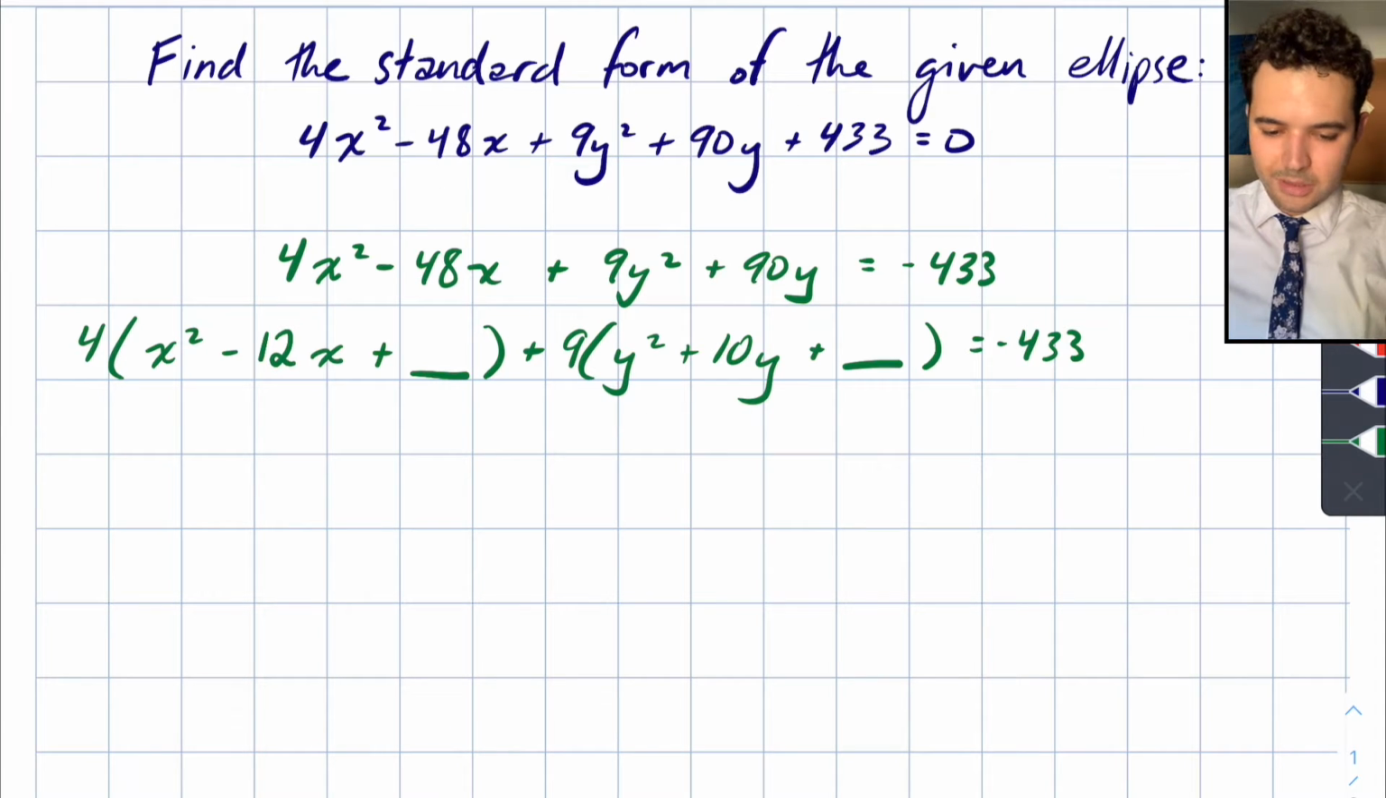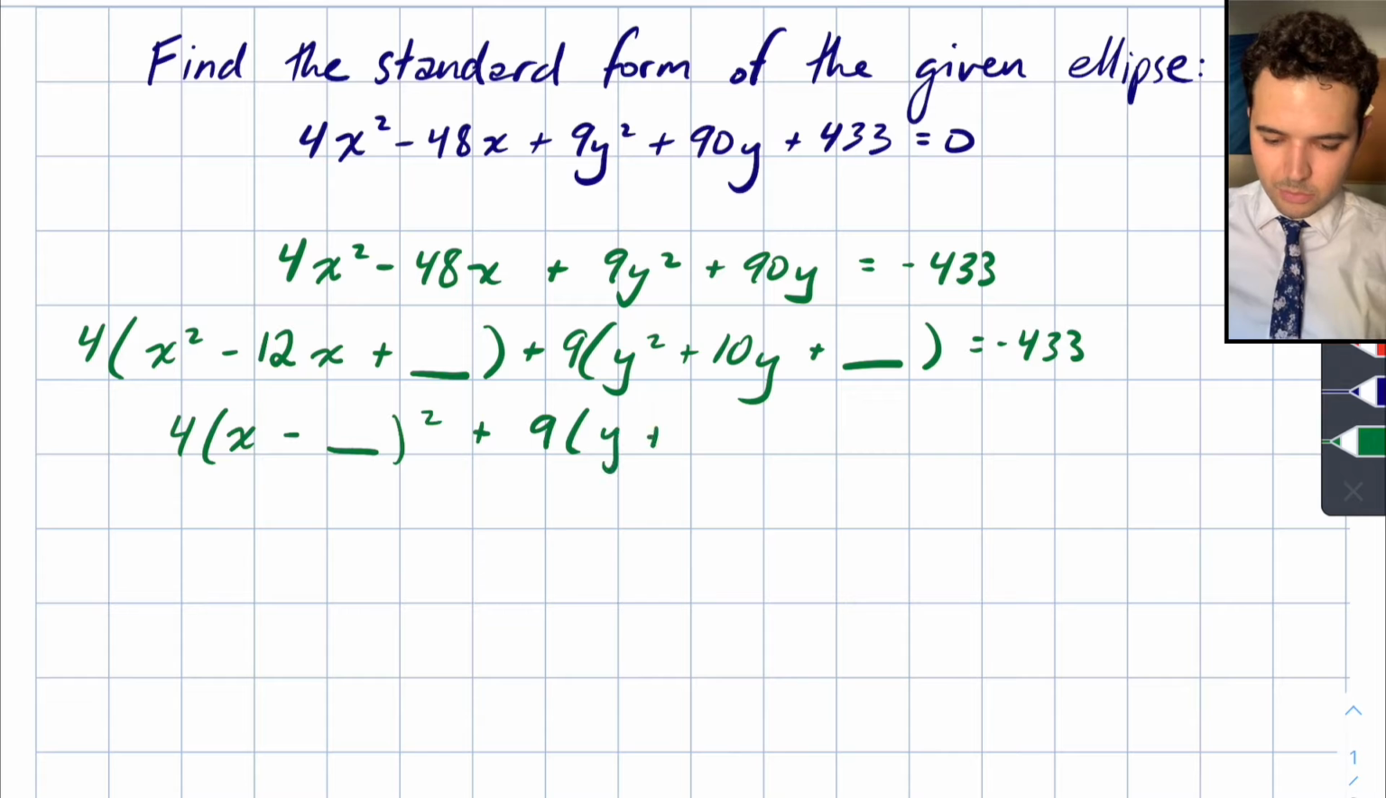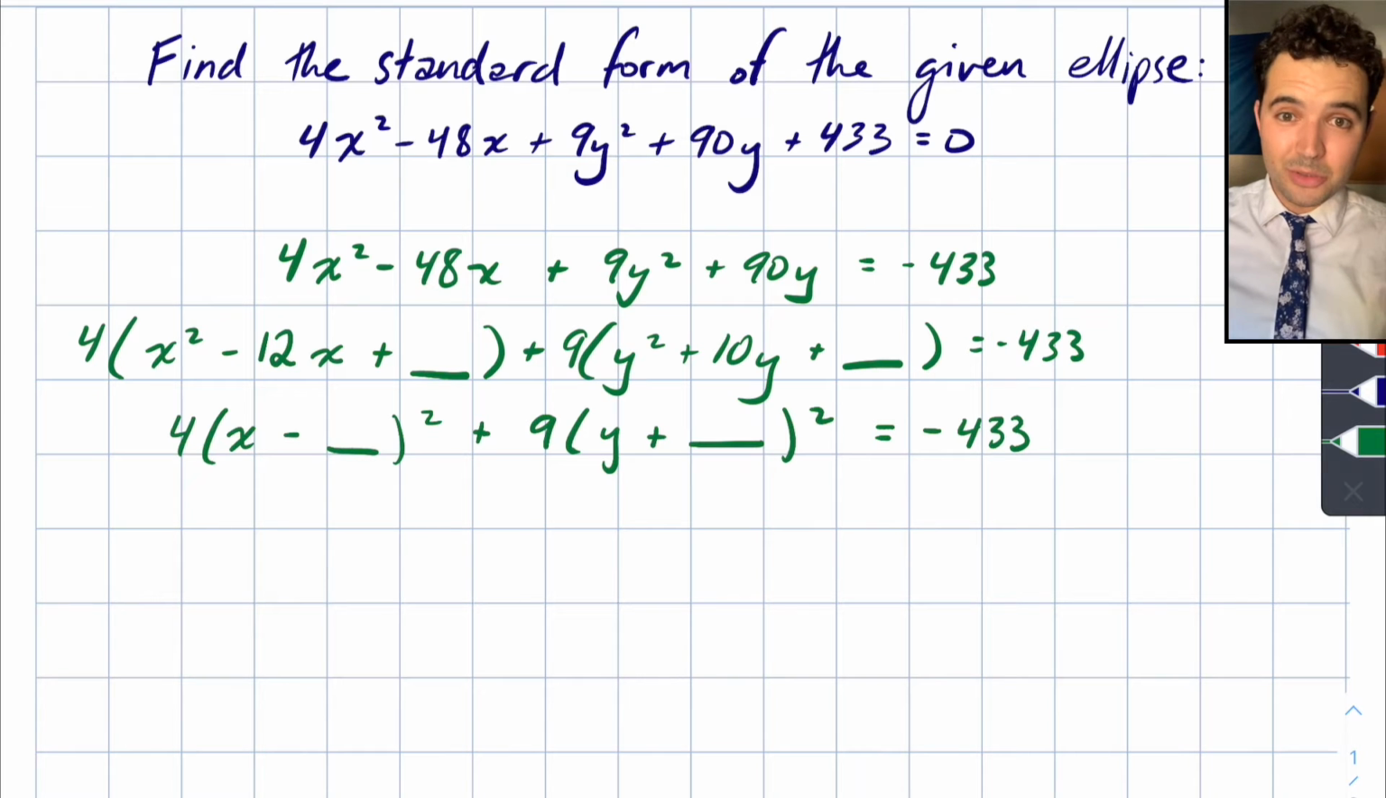Here I've moved my constant term over to one side, and I've organized by my variables, and I've factored out that leading coefficient. But when it comes time to try to complete the square and to go to this next step where we get 4 times x minus something squared plus 9 times y plus something squared, there's a lot of confusion. Now, I don't blame you because completing the square is tricky.